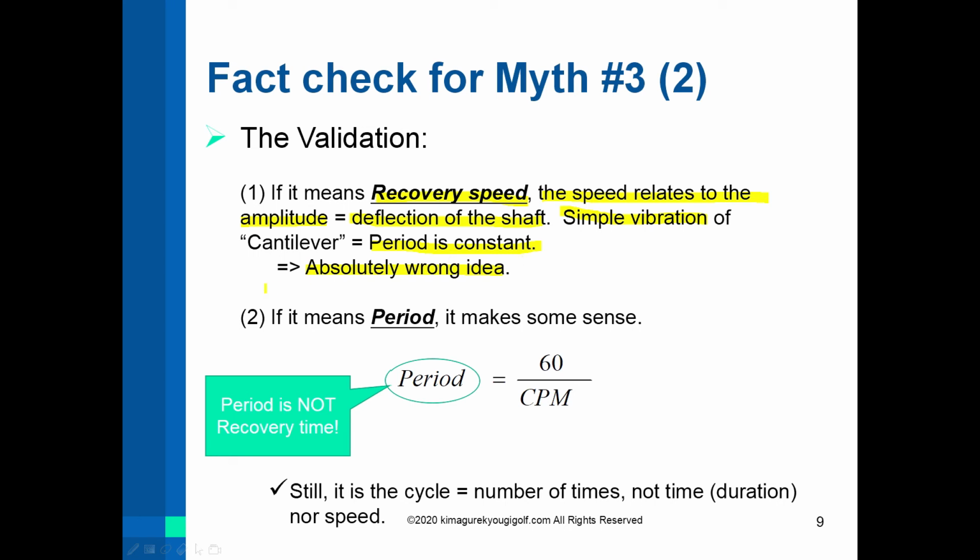But if he or she means period is fast, it makes some sense because period is the inverse of frequency. By the way, period is not recovery time. So still, it is a cycle, number of times, not the time, duration, nor speed.